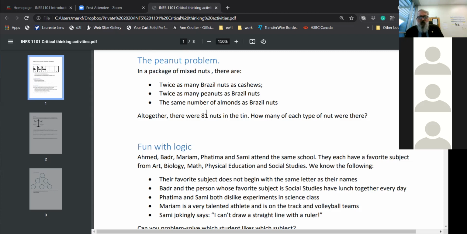I would give you a bit of a clue. I would think that the thing that everything relates to is cashews, right? So Brazils are twice as many as cashews. Peanuts are twice as many as Brazils. Yeah, 2 times Brazil nuts is equal to the number of peanuts. Almonds are the same as Brazils. So you could just put everything as C. So how many cashews are the Brazil nuts? 2.